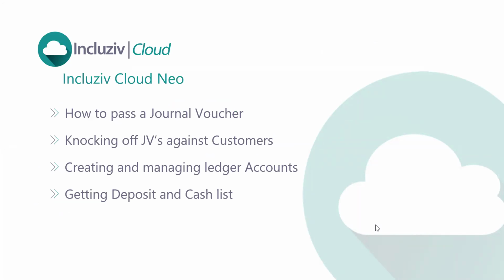Today, we are going to learn how to pass journal vouchers in Inclusive Cloud, especially knocking off those vouchers against customer invoices, managing GL accounts, and how to get a deposit or a cash list from the system. Most of these activities are basically for people who are using the accounts section of Inclusive Cloud. So without wasting much time, let us get into the application and learn more.